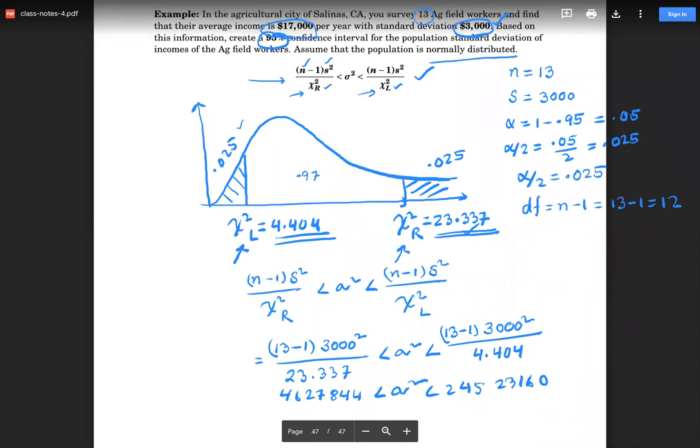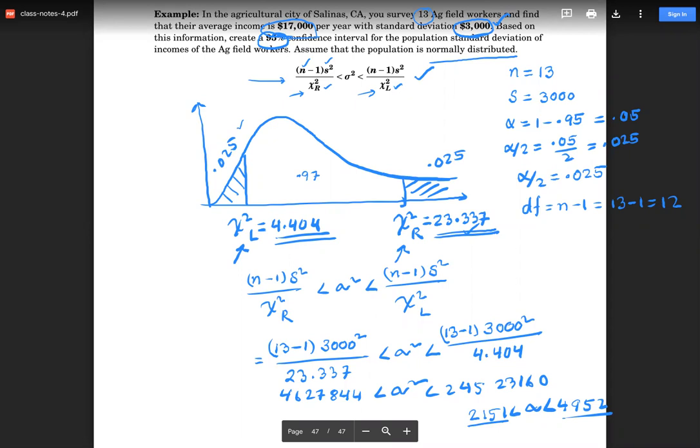If you take the square root of that, you are going to get 4952 roughly, and the square root of the 4,627,844 is 2151. Okay, that's what it is. So the standard deviation falls between 2151 and 4952.